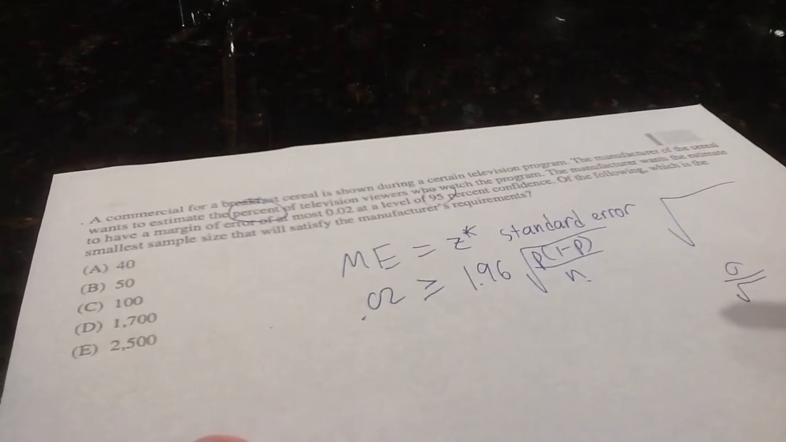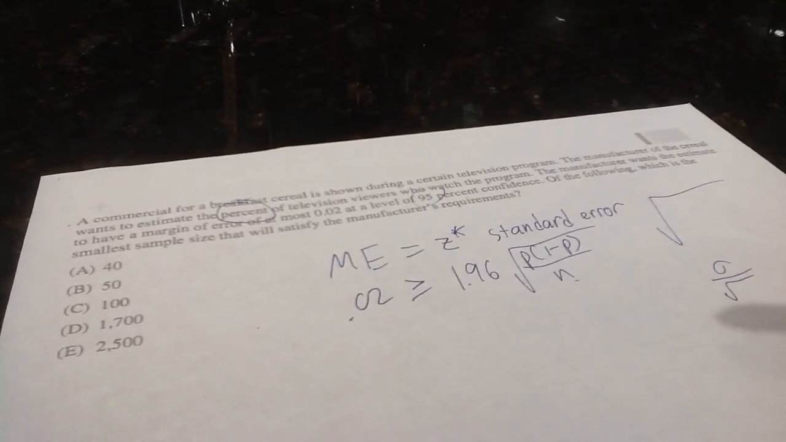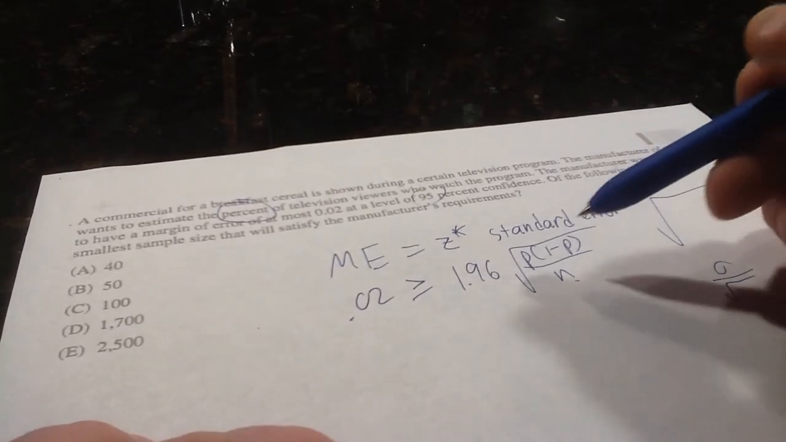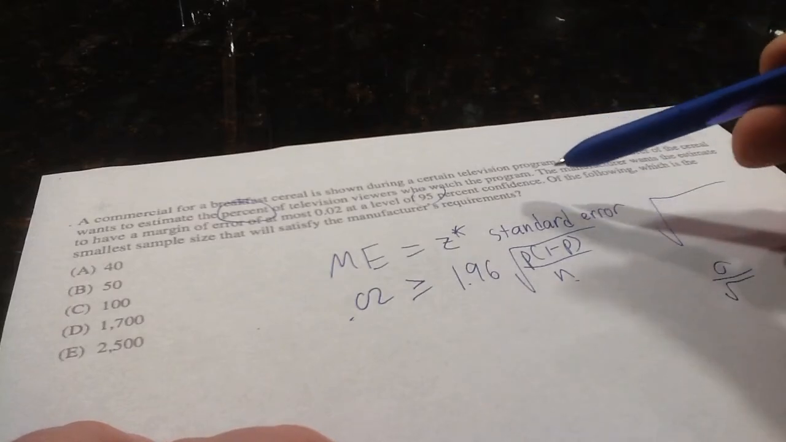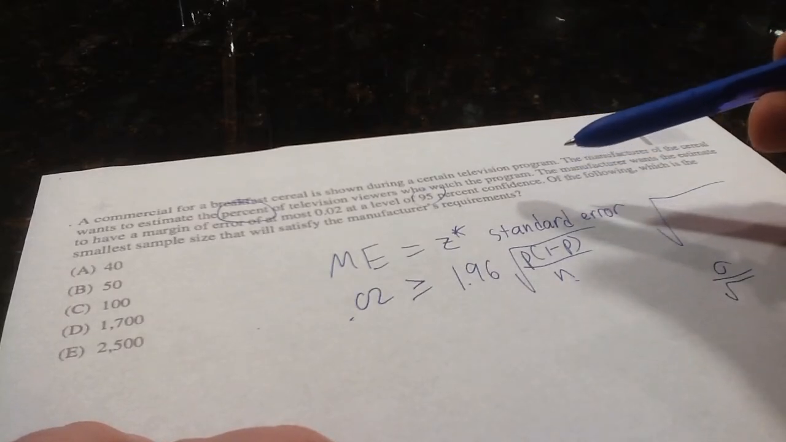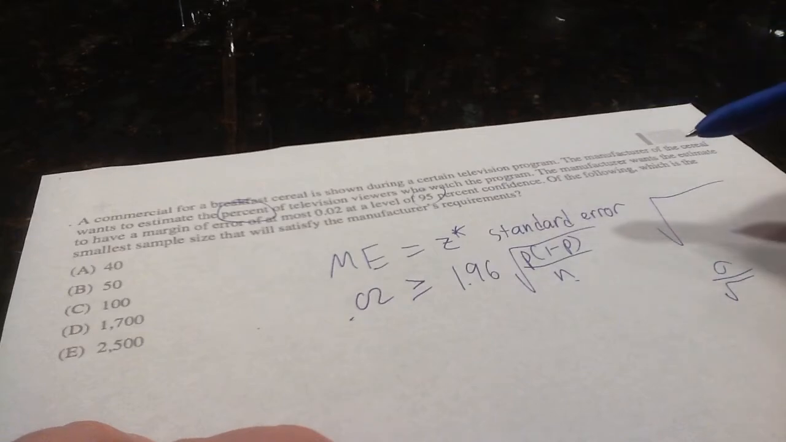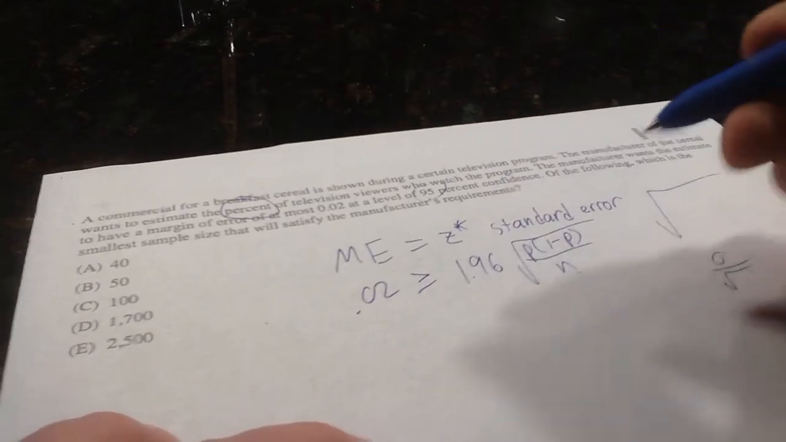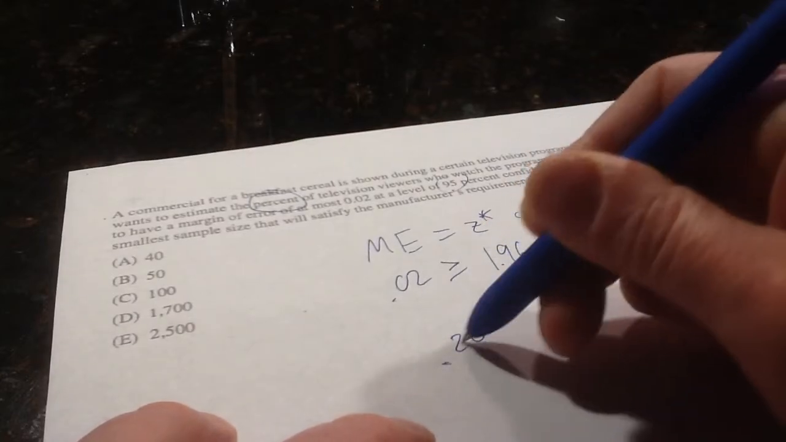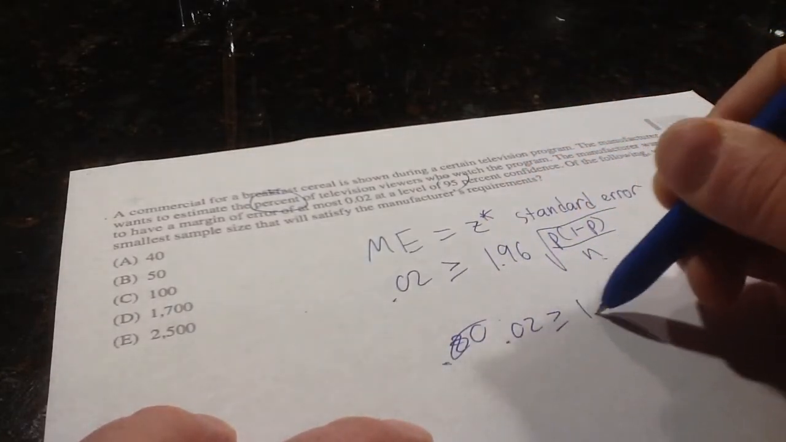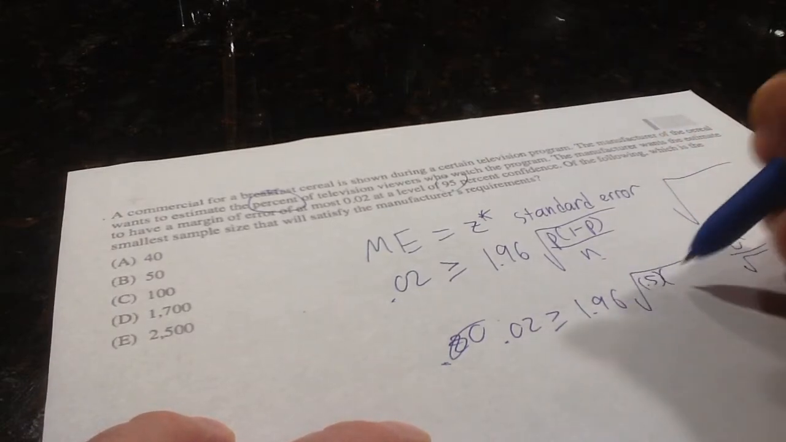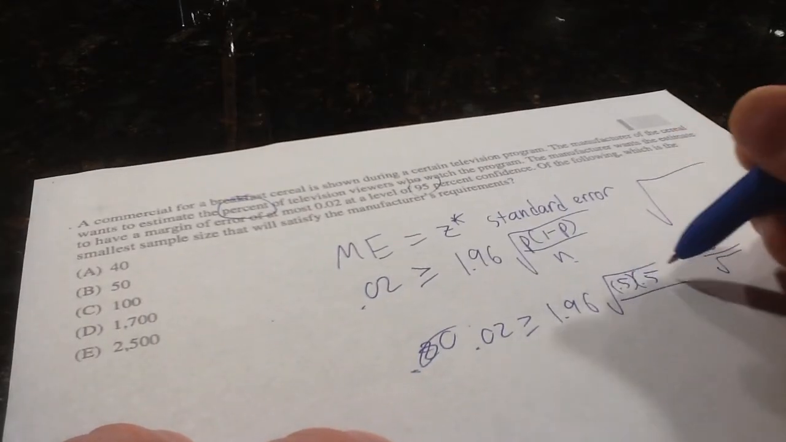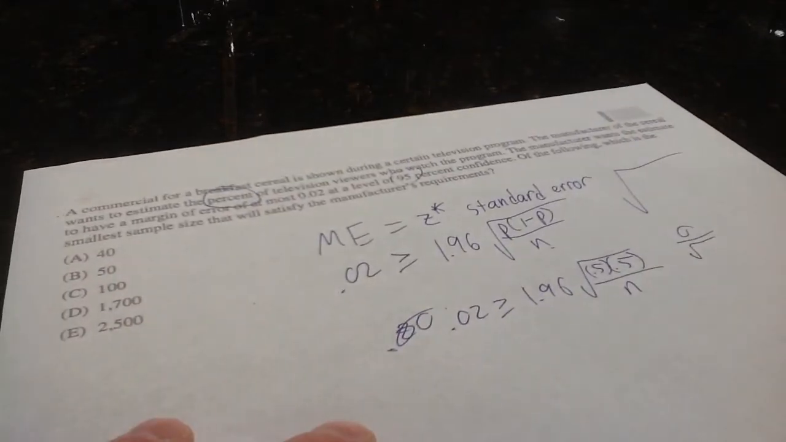If it's not in the problem, we go for the worst case scenario. Ask your calculus friends. The worst case scenario is when p is 0.5. That maximizes the quadratic. So, if you aren't given a proportion and you're asked to estimate, you use 0.5 because it'll never get worse than that. So the problem we're solving is, 0.02 greater than or equal to 1.96 times the square root of 0.5 times 1 minus 0.5, which is also 0.5, over the sample size.